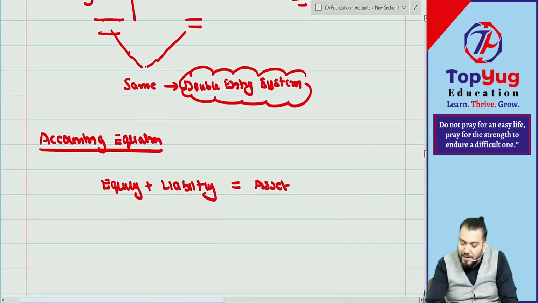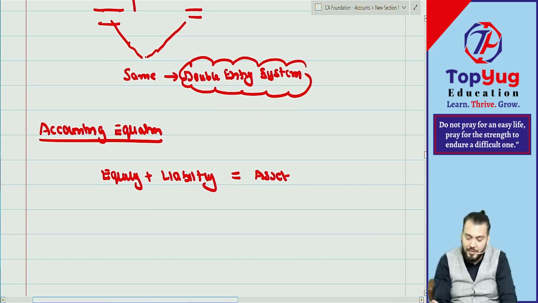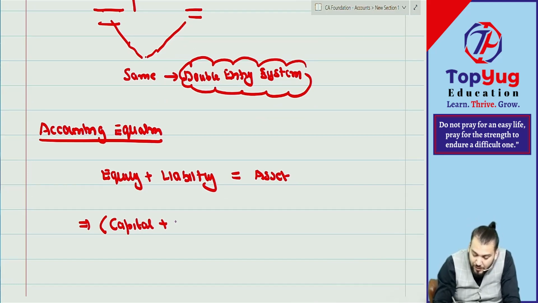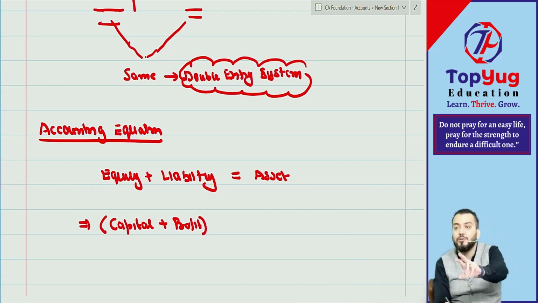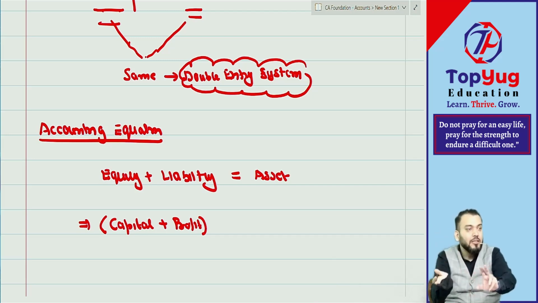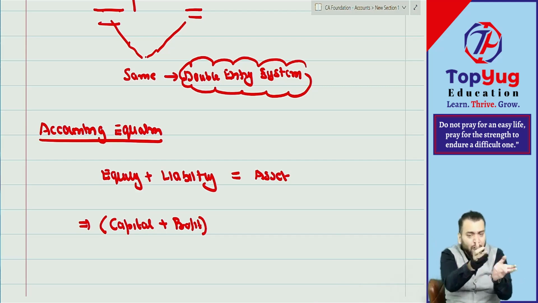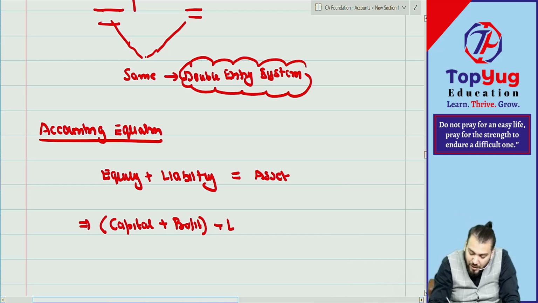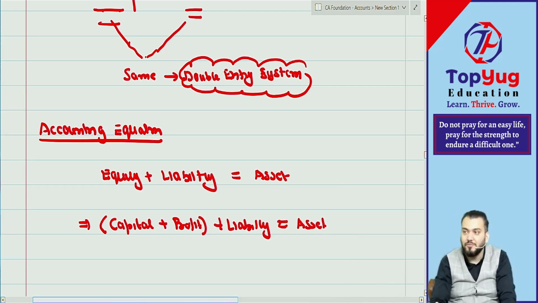Now let us expand it. Let us expand it. Okay. But the equity means what? Very good. So if I say equity, it is capital plus profit. When I say capital, capital means the amount introduced, but it will increase by the amount of profit. So amount introduced plus profit belong to owner only. Correct? Understood. So capital plus profit plus what? Liability is equal to what? Asset. Understood?